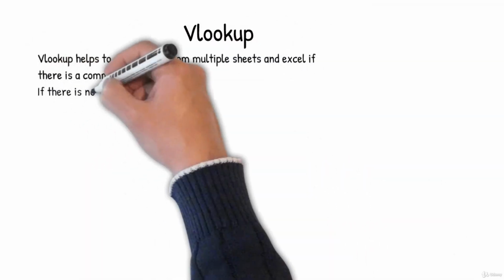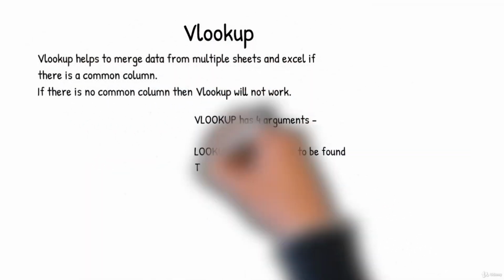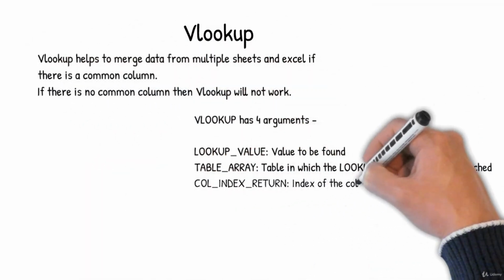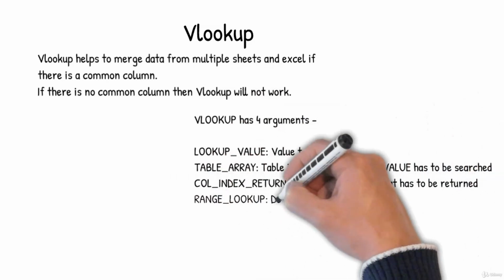In this session, we will go through the most complex and the most useful Excel function, which is VLOOKUP. VLOOKUP helps to merge data from multiple sheets in Excel if there is a common column. But if there is no common column, then VLOOKUP will not work.